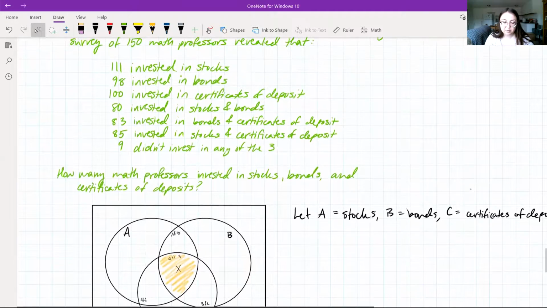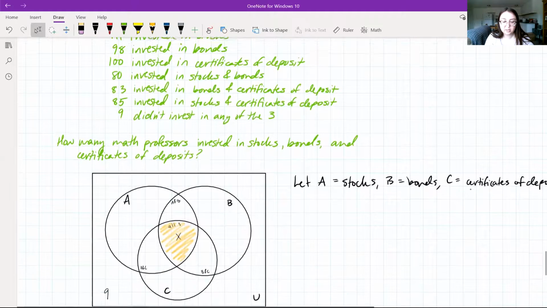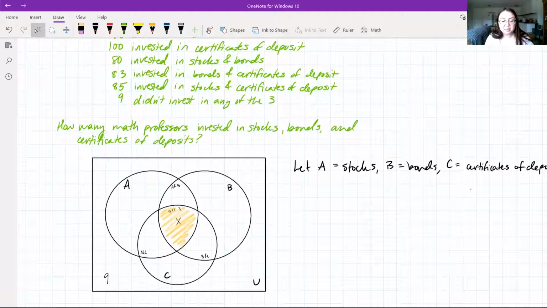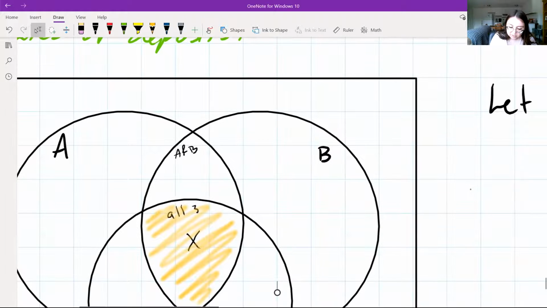Then we want to fill in the regions directly around our center. So let's start with stocks and bonds. We know 80 people invested in stocks and bonds. So we know this region here of A and B is equal to 80 minus X.